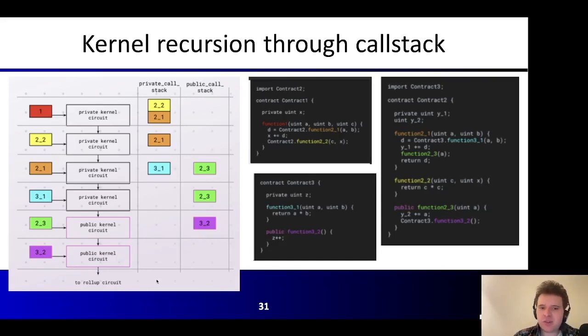So I hope this is a slightly more visual description of how these call stacks work and why private and public calls are effectively time ordered. All the private calls are executed before the public calls, and this in turn is why public function calls cannot return parameters. If function 2.1 here is calling 2.3, which is public, you cannot put a return parameter here because function 2.3 is executed after function 2.1 is executed, not before.